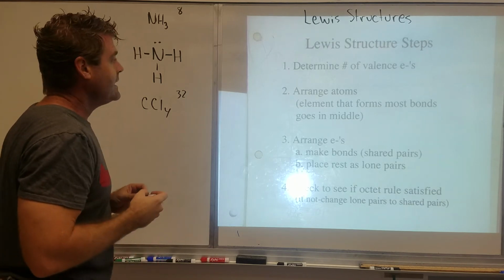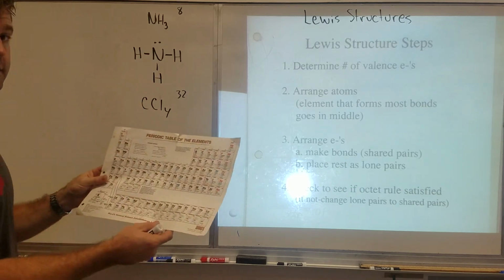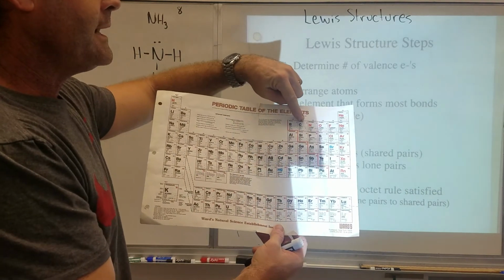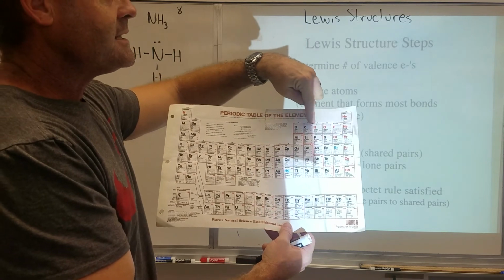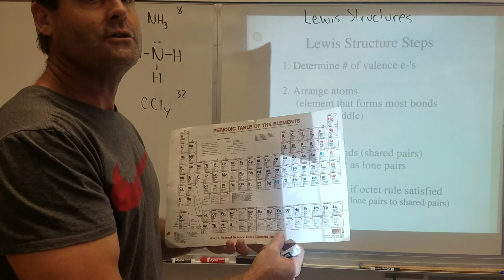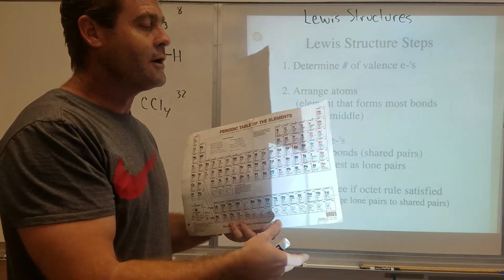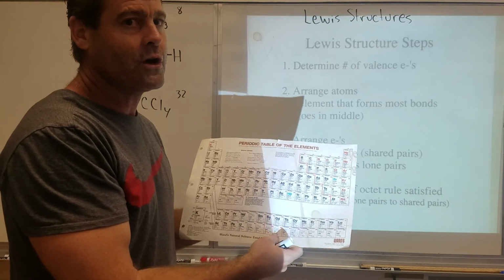So now, the next thing is I've got to arrange my atoms. The element that I expect to form the most bonds goes in the middle. Well, you guys check this out. Carbon needs 4 electrons in order to fill its outer shell. In fact, almost always you expect carbon to form 4 bonds, because carbon forms pretty much more bonds than most other elements. So almost always you're going to put your carbons in the middle.